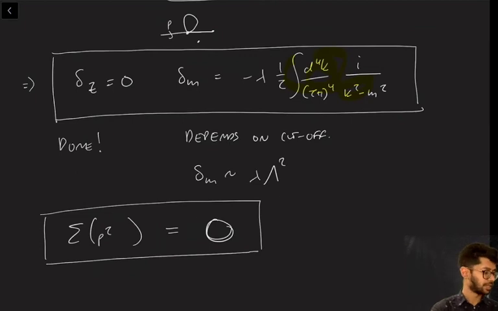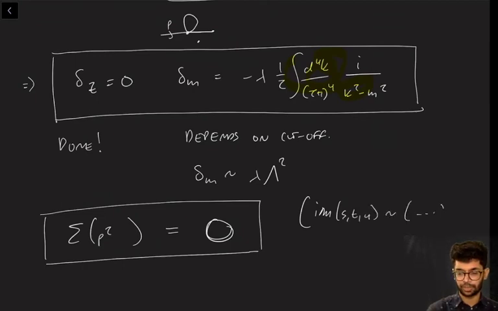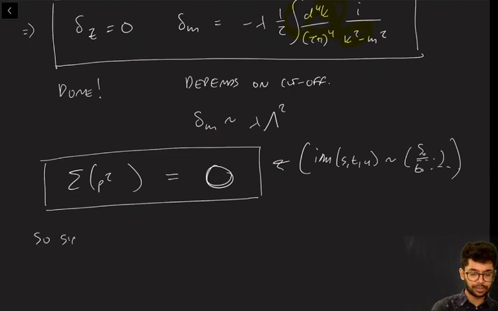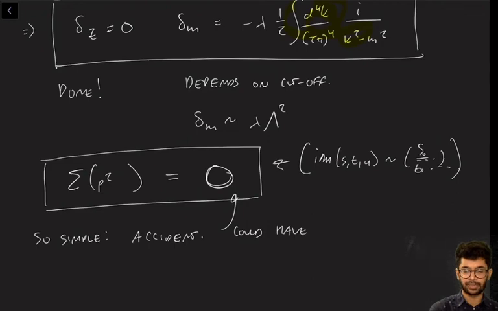Now, this actually is the analog of the matrix element that we calculated before, where i M of s, t and u equals some complicated function of s, t, and u. This is the analog of that for the 2-point function. The fact that it's so simple is kind of just an accident. There's nothing deep going on here. In particular, this could have had a finite, complicated dependence on p.